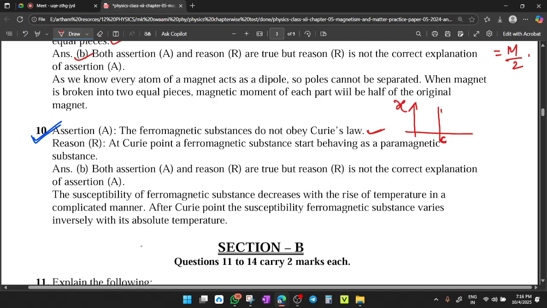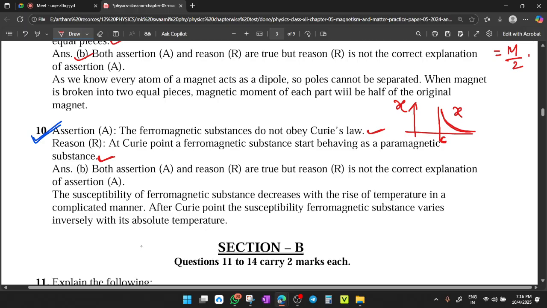But after Curie temperature, they will follow Curie's law as a paramagnetic substance. Clear? Because after Curie temperature, the ferromagnetic substance converts into a paramagnetic one. Clear? B point. At Curie temperature, a ferromagnetic substance starts behaving as a paramagnetic substance. Yes, exactly. So that is the correct answer here.